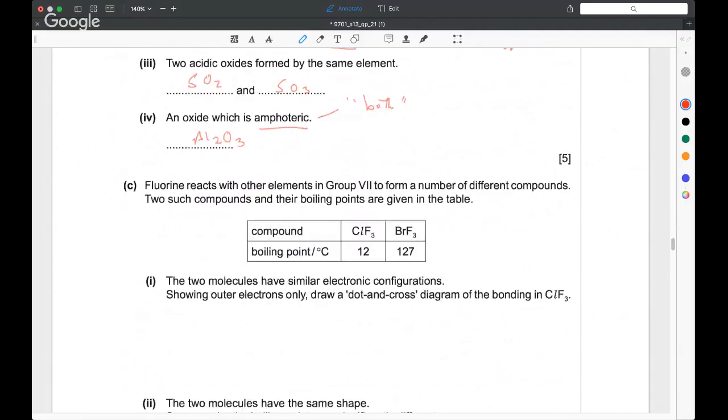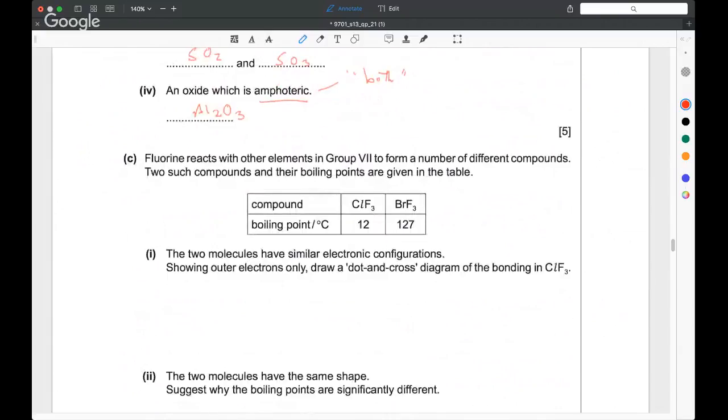All right. So talking about these 2 compounds here, chlorine trifluoride and bromine trifluoride, and it's given a big difference in their melting points. It's that there's similar electron configurations. We've got little dot cross diagrams for these. Sorry, just for the chlorine trifluoride.